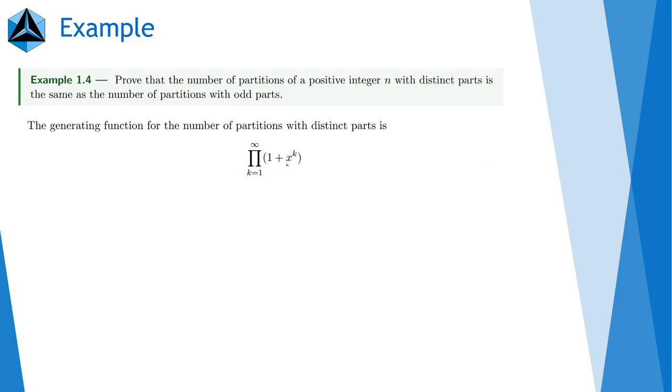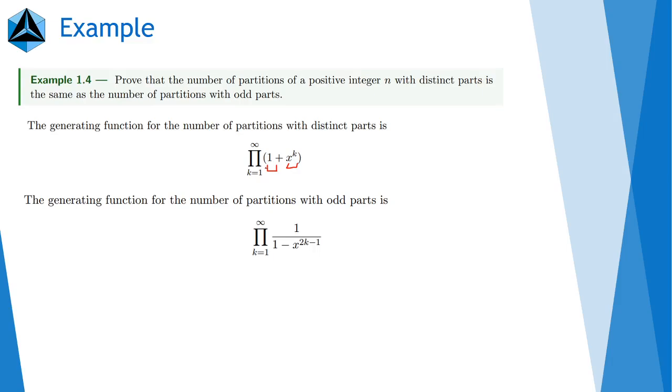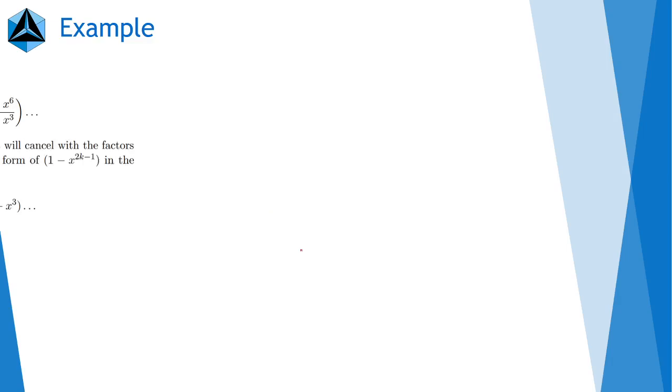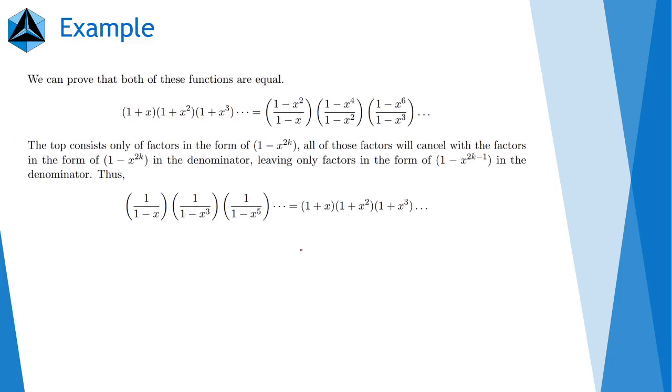Remember how we said we either pick that part or we don't pick that part. So that's the generating function. And the generating function for the number of partitions with odd parts is this one right here. We're only counting the odds. This gives us 1 over 1 minus x times 1 over 1 minus x cubed times 1 over 1 minus x to the 5th. And so we can prove that both of these functions are equal.